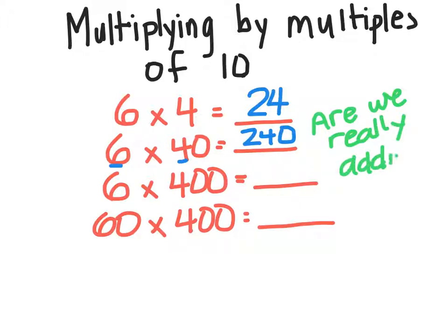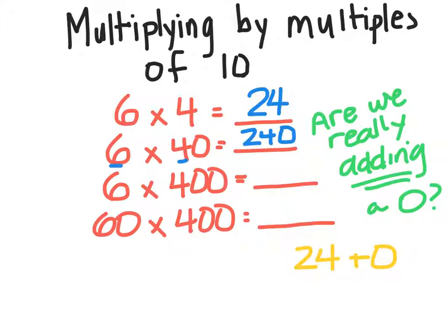Okay, so are we really just adding a 0? Because if we were, wouldn't it look like this? And that just equals 24. So we're not really adding the 0. What we're doing is we're multiplying our answer by 10. Because if you look, our 4 has really been multiplied by 10. All right, so we're not adding a 0, we're multiplying our answer by 10.